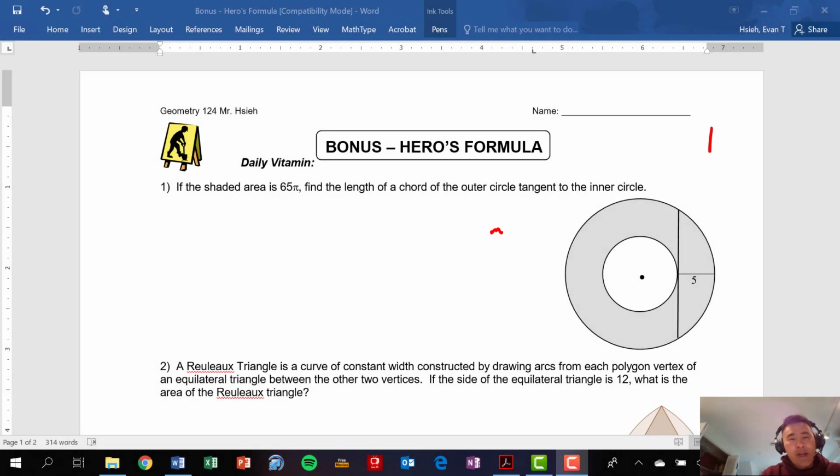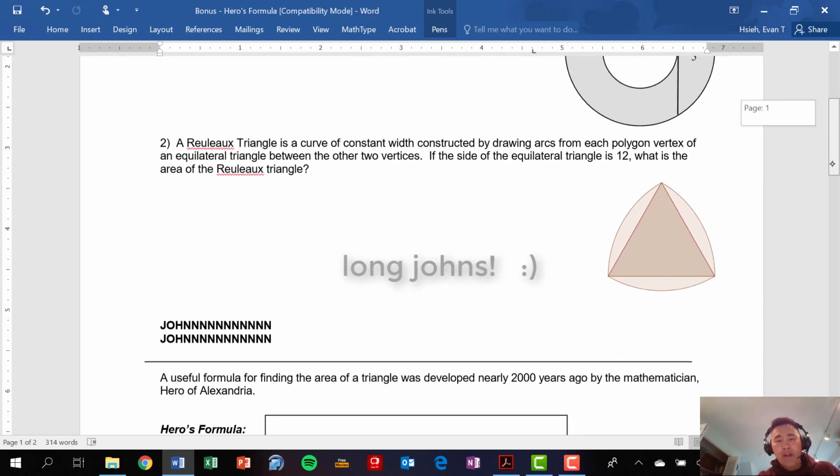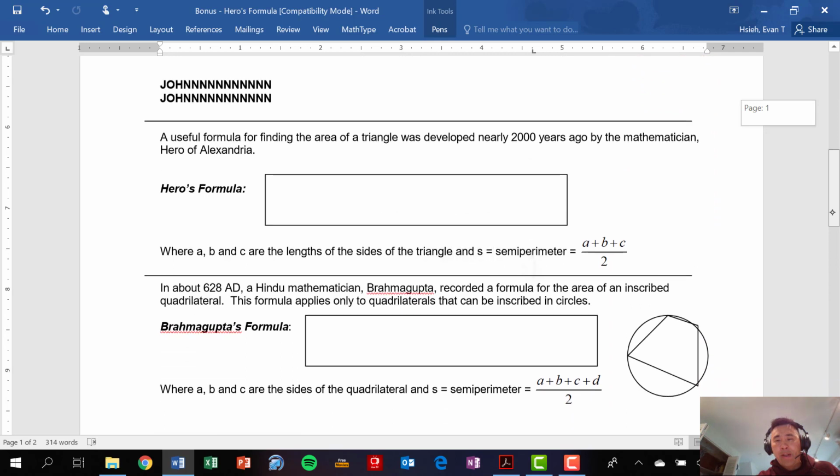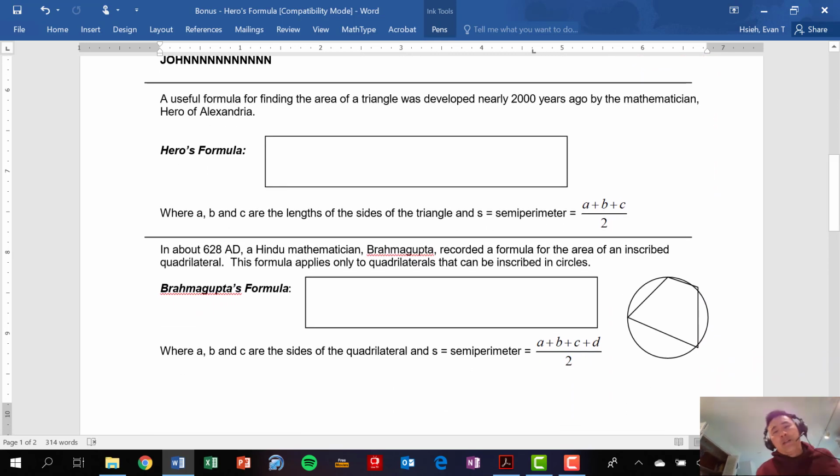All right, we're moving on to the bonus section of Chapter 12, which is Hero's Formula. This is an extra section that we do in 4 level, and the idea here is that it's a nice little formula that you can use. I know that in the years that I've taught Algebra 2, the class that comes after this geometry class, kids have used Hero's formula in the past. So it's a useful formula. It's something that you should know.